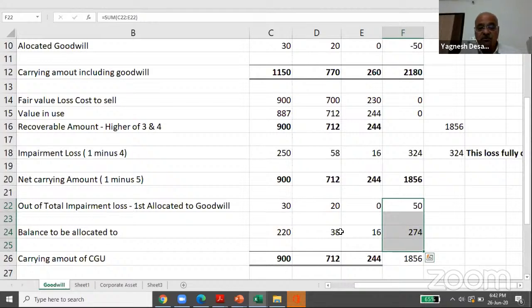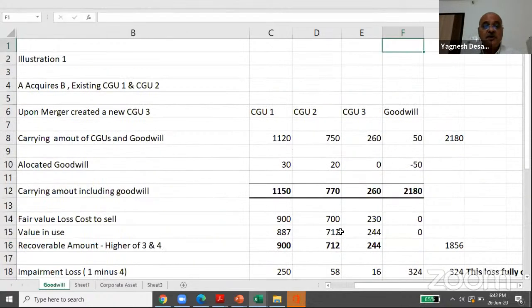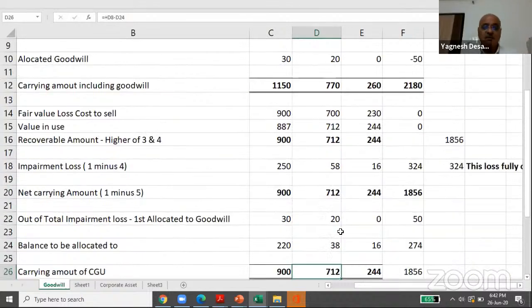So now we were looking for the magic figure of 1856. This is my revised 1856 carrying value. So now there is no goodwill. Goodwill है 0, 0, 0, 0. Correct, because it is. So this is one simplest example of allocation of goodwill.